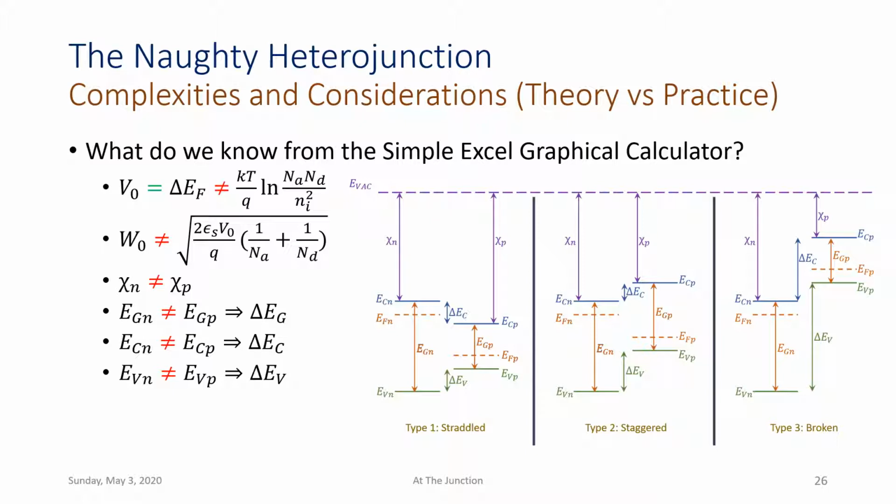So looking at this figure, we can quickly conclude that while V naught continues to remain delta E sub F, which is the difference in the Fermi levels of one material and the second material, it is not equal to kT over q natural log of N sub A N sub D divided by the square of the intrinsic carrier concentration, because the intrinsic carrier concentration would be different on each side. We can also quickly conclude that the W naught expression of the p-n junction is no longer valid because the materials are different.